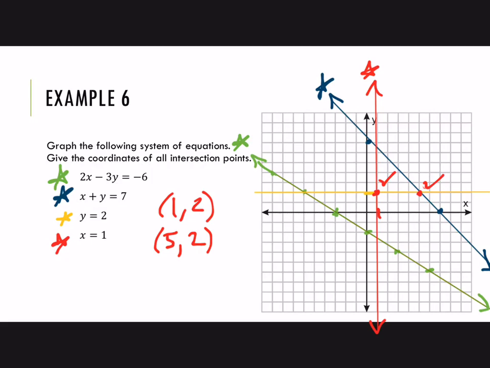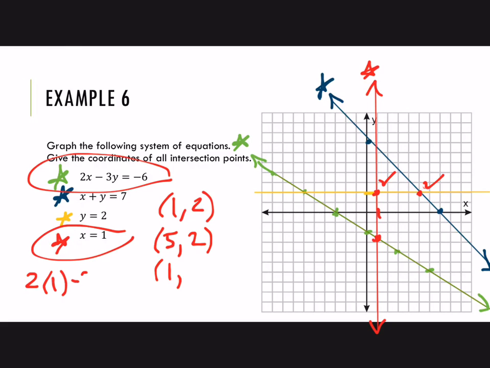This point, alright, I don't really know the y-coordinate. Looks like it's maybe a decimal or a fraction, but since that is on the vertical line x equals 1, it's on this line and then the green line, then I know for sure that the x-coordinate is 1, and then I can just substitute that into the other equation, the green one, to solve for y. So I'm going to substitute in 1 for x and solve for y.